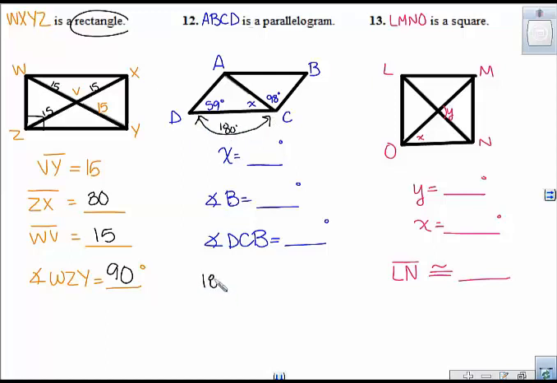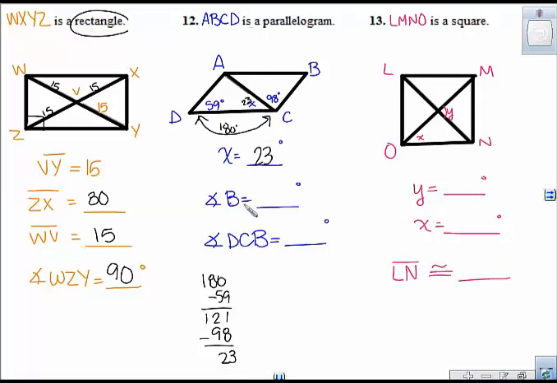So I'll take my 180 and subtract 59, and that is going to leave me with 121. So that's for this entire angle. A portion of it is 98 degrees, so I will subtract that 98 degrees. That leaves us 23 degrees. So 23 degrees is angle X.